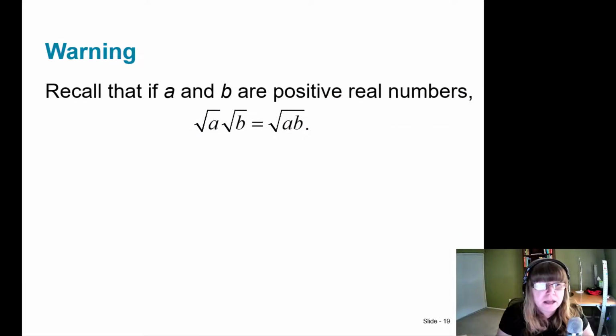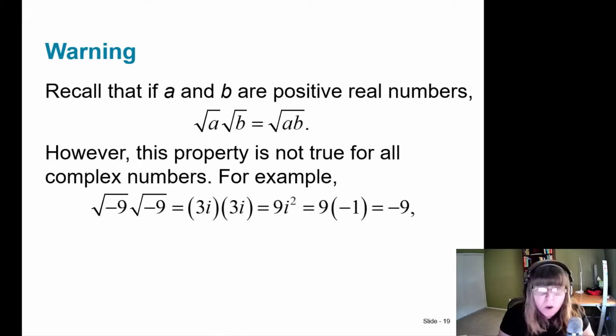I want to talk about just a warning to you about dealing with square roots. So if we have the square root of a times the square root of b, that will equal the square root of ab. All of those values are positive. A is positive, b is positive, and you multiply a positive times a positive is a positive. But it doesn't work when you have negative values in there.